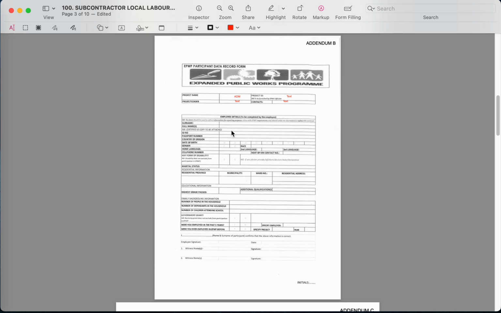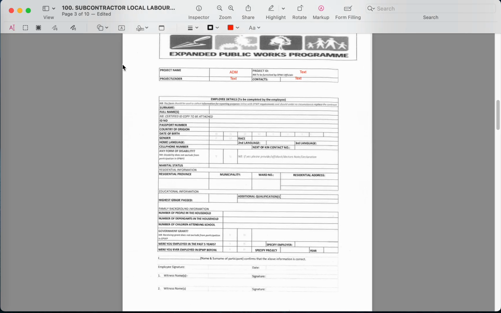Then we move on. This is employee details. So all of your employees need to fill this document. If you have 15 employees, meaning you will have 15 addendum Bs. You'll have 15 EPWP forms. So for example, let's just try and fill this one. I'm not going to spend too much time here because this part speaks for itself. Now this is where the employee name, Chris Mulifi, goes.